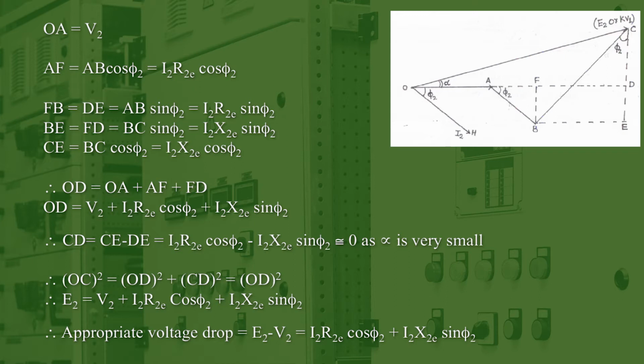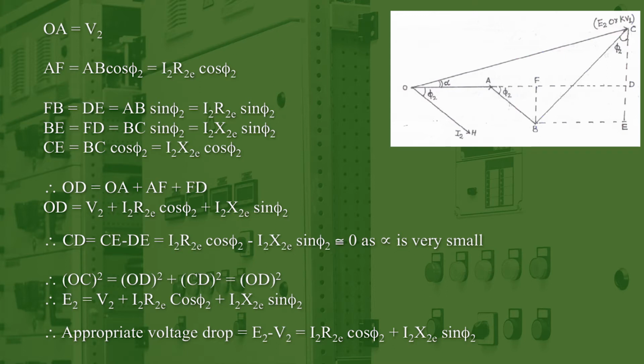Similarly, you can also find out the value of this CE. So CE is equal to what? BC cos phi 2, and the value of BC is I2 into X2E. So you can write CE is equal to I2 X2E cos phi 2.